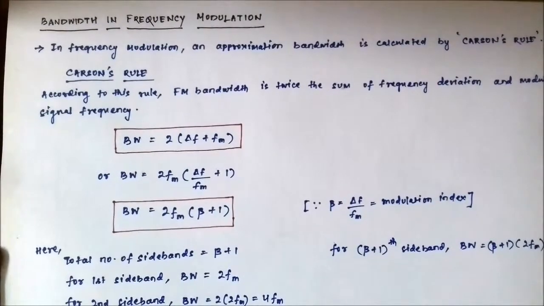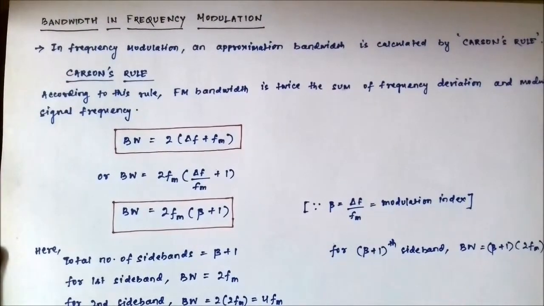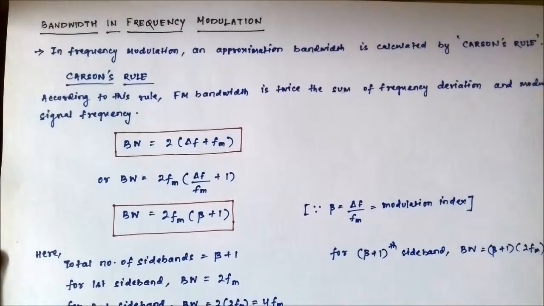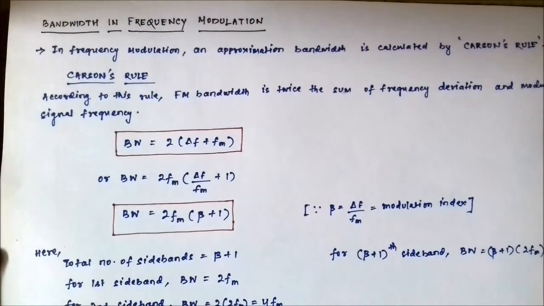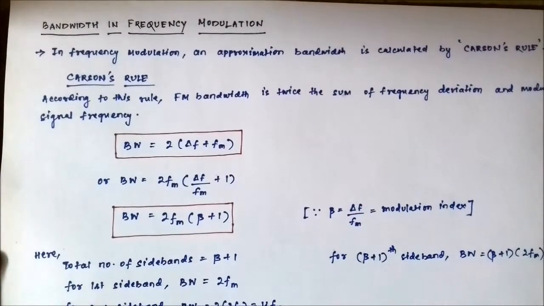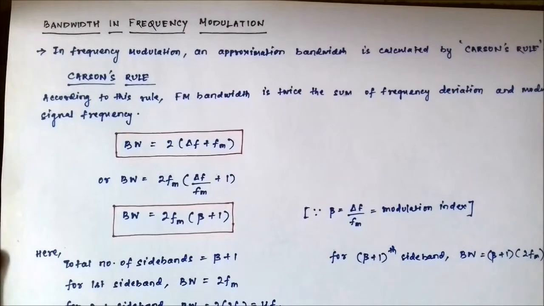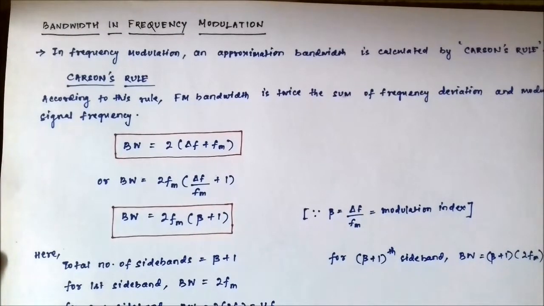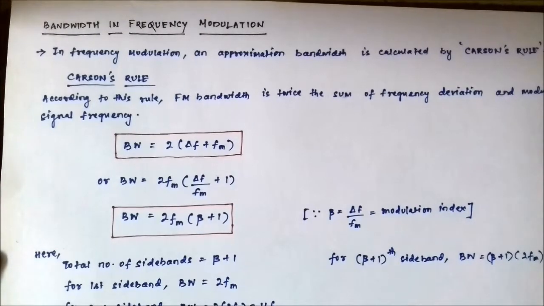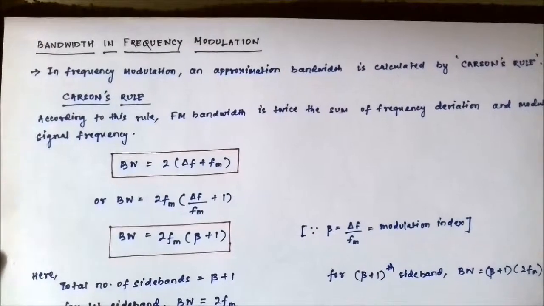So here we have discussed the concepts such as frequency deviation, modulation index and bandwidth in frequency modulation. In my next video, I'll be discussing the spectrum of signals which occur in frequency modulation, and we will also represent the sidebands in that frequency modulated signal spectrum. And we'll discuss some other concepts also.